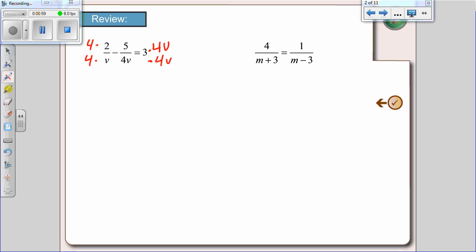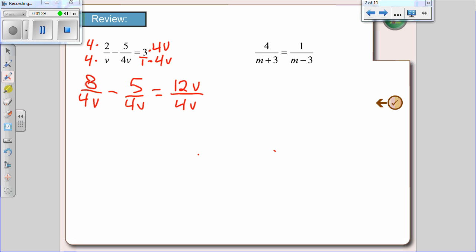What was on the bottom of that 3? 1. That's simple multiplication. 4 times 2 is 8, divided by 4 times b is 4b, minus 5 over 4b, because we didn't have to do anything to that one, is equal to 4b times 3 is 12b, divided by 4b.